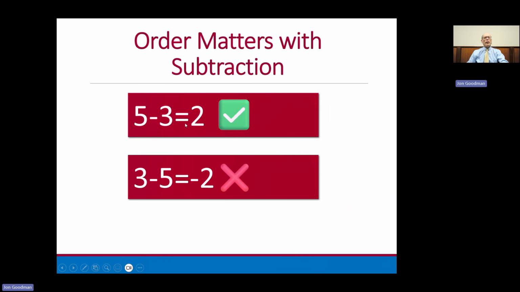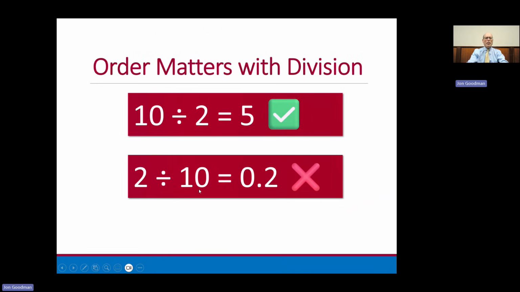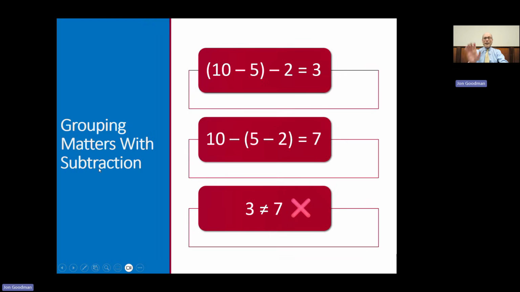Why did that happen? Well, with subtraction, order matters. 5 minus 3 is 2, very different than 3 minus 5, which is minus 2. Order matters with division. 10 divided by 2 equals 5. 2 divided by 10 is less than 1. It's 2/10. Grouping, how you group things, the sequence, the order in which you do the calculations, makes a difference.